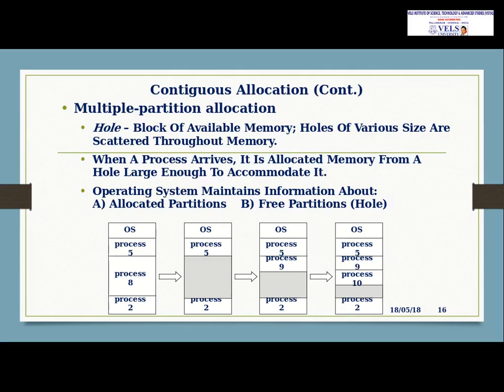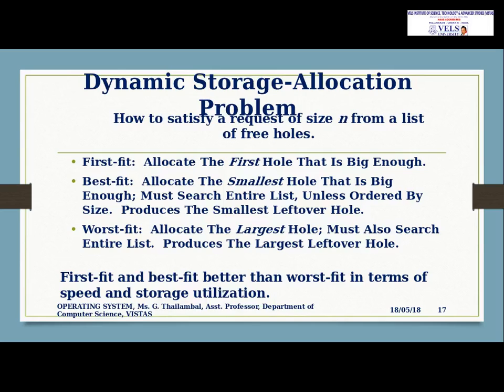And after that a process arrives, that is process 9. It will take the hole which is free enough, and the OS will store that particular process in that space. So process 9 is stored in that hole, and after that process 10 comes. Again it will be stored next to process 9, and totally you still have some hole for holding some more processes. And you have a problem with this. This is called the dynamic storage allocation problem.